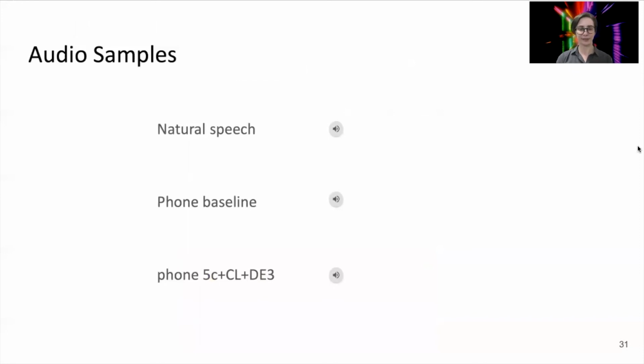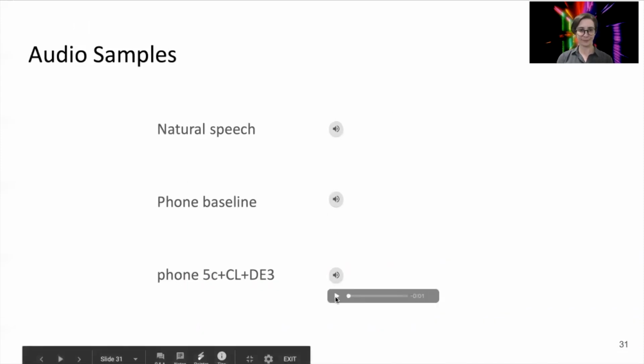This first one is natural speech. "There are exciting days ahead." Next, we have our phoneme baseline. "There are exciting days ahead." Finally, here's one of our phoneme-based systems that was also trained with ASR data, channel label, and dialect embedding. "There are exciting days ahead."